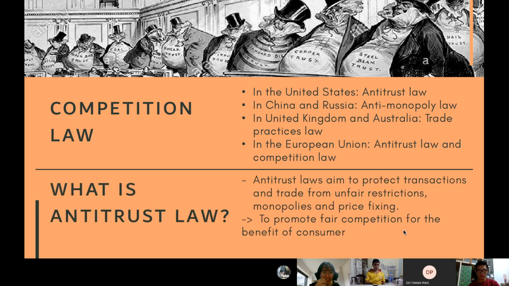So, what is antitrust law? The purpose of antitrust law is to protect trade and transactions from unfair restraints, monopoly, and price fixing. Several businesses might come together to fix the price to maximize their profit. So antitrust law was imposed to promote fair competition and protect the benefit of the consumers.